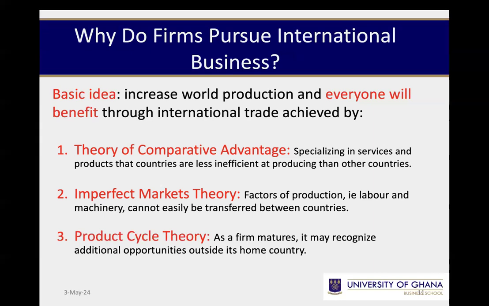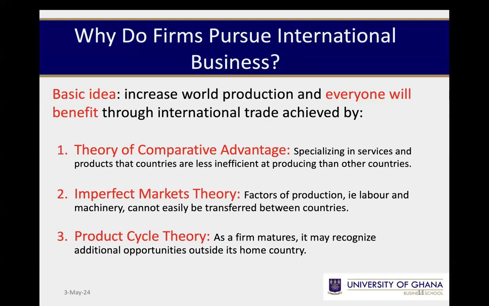Then we also have the product cycle theory. Now, typically as firms mature or as they grow, it gets to the point where their market may be saturated. So according to this theory, when a firm first becomes established in its home market, it's able to, should I say, make good money on it.